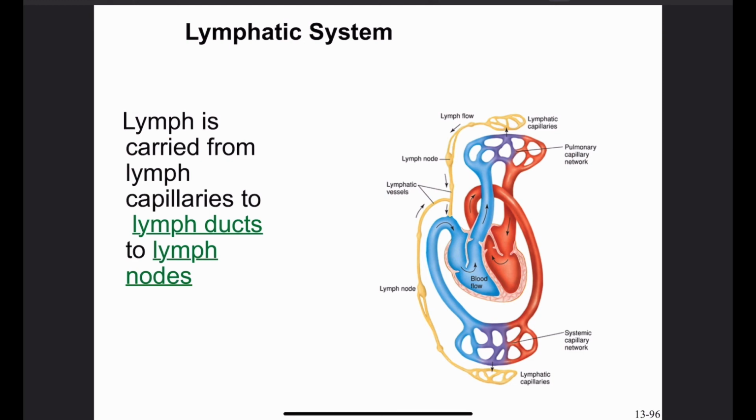So lymph is carried via these lymphatic capillaries to lymph ducts and lymph nodes where the cleanup crew is going to be. And when I say cleanup crew, really it's just a collection of lymphocytes, like our T cells and B cells, to make sure that there are no foreign invaders, bacteria, viruses, and if there are, they will clean it up right then and there.